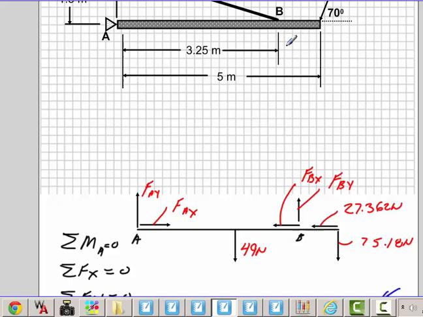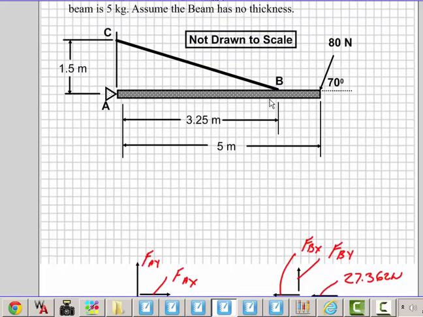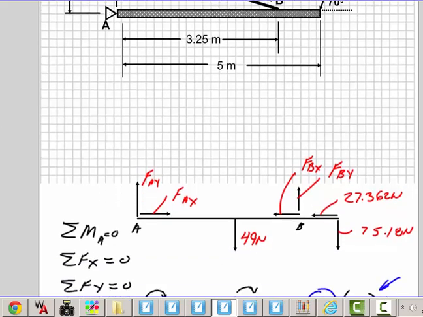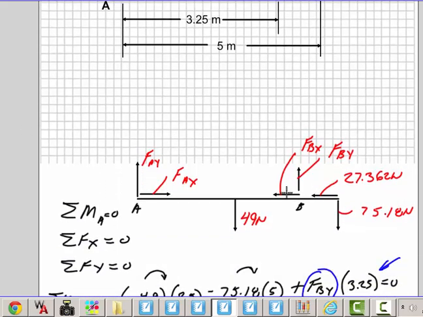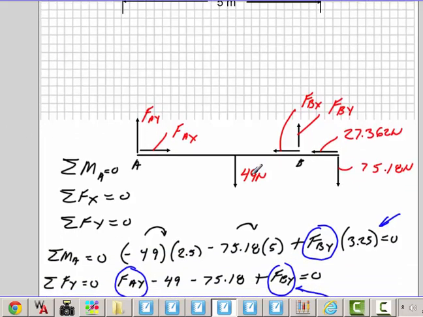75.18. Since this is pulling back up like this as a vector, I broke it into two components. I broke it into an FBY here and an FBX here, and I recommend that. Then at the middle I had the mass times 9.8 coming down, and that's 49 newtons, and then again I drew FAY and FAX, making the best guess, and I may be wrong.